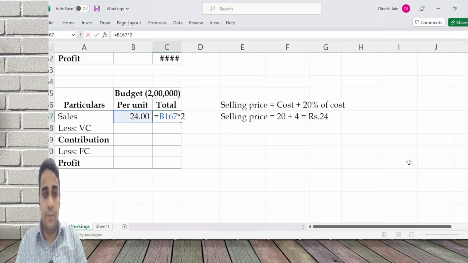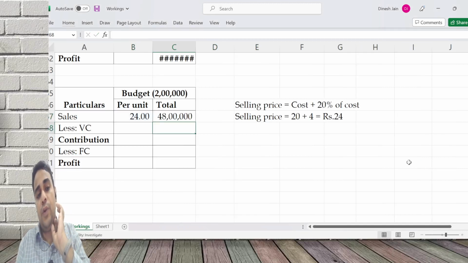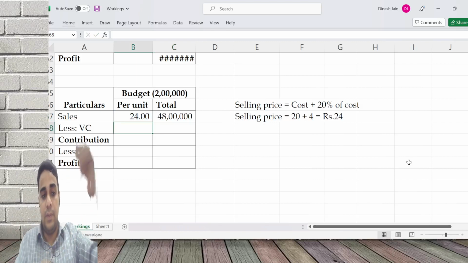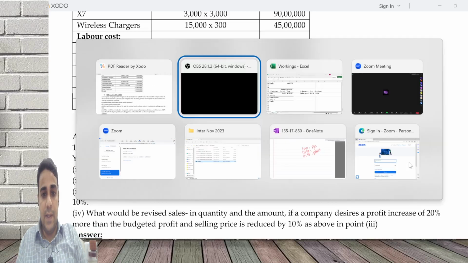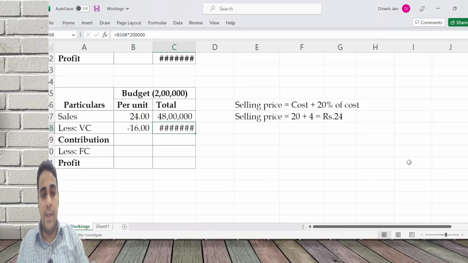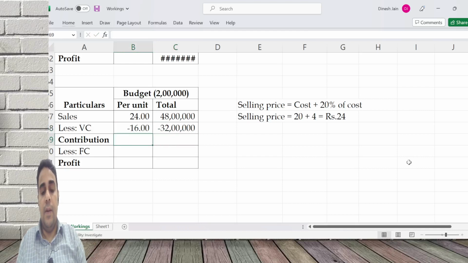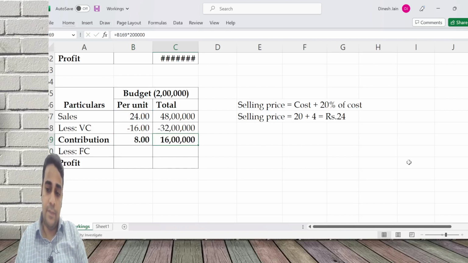24, into 2 lakh units. Variable cost is 16 rupees, 16 into 2 lakhs. Contribution is 8 rupees, 8 into 2 lakh.